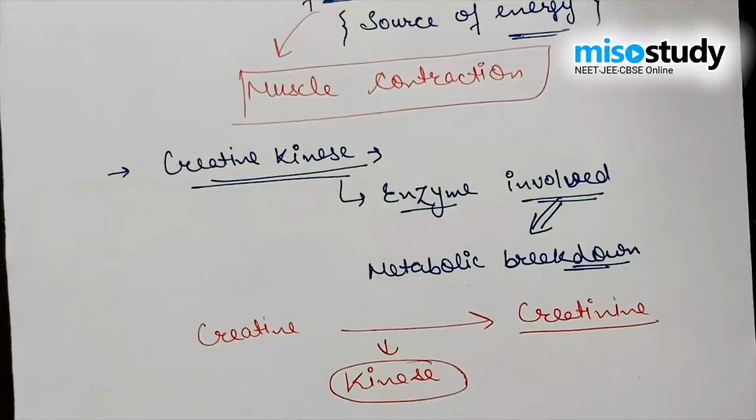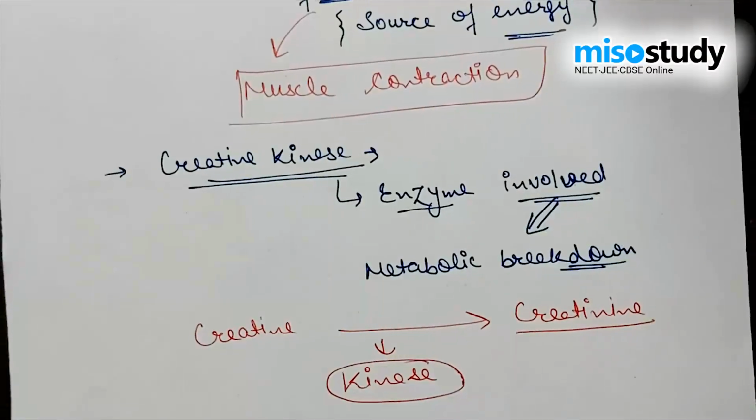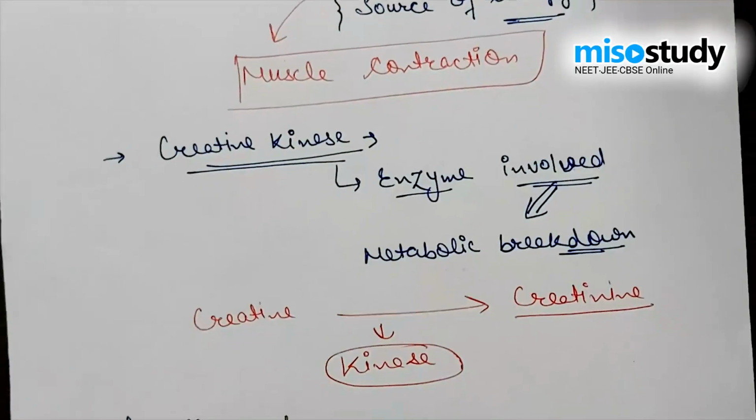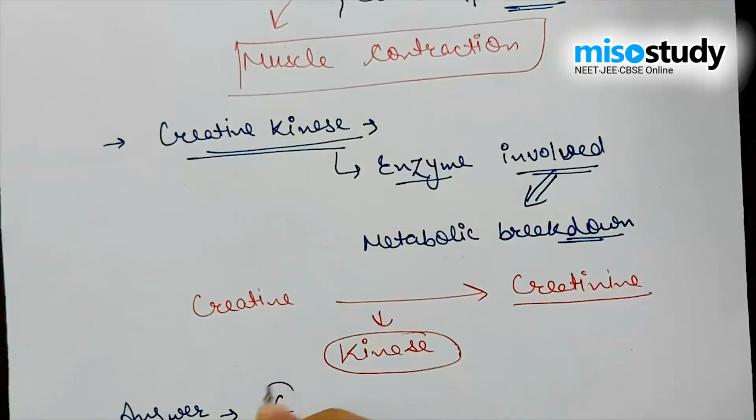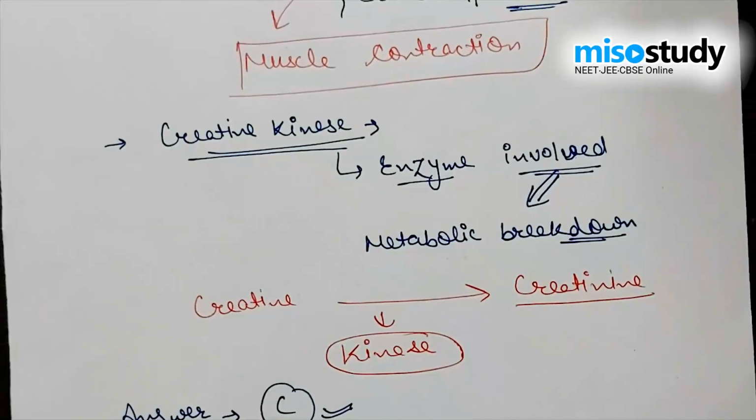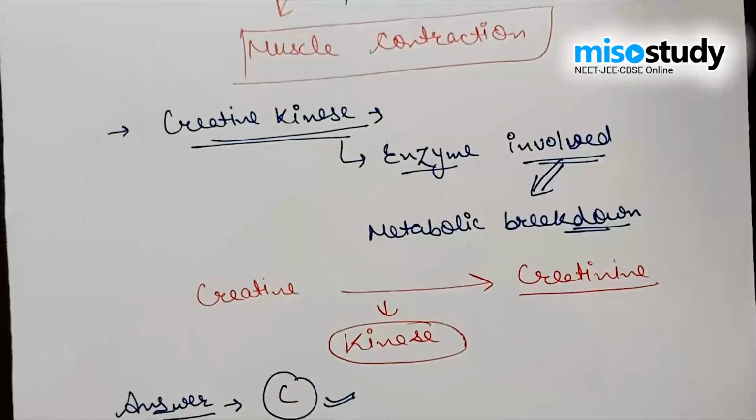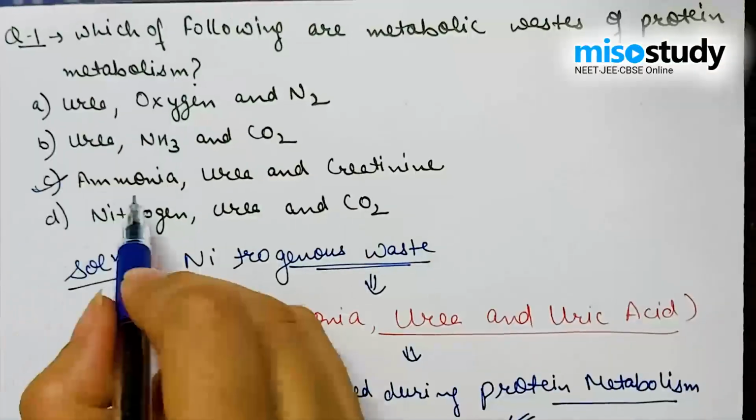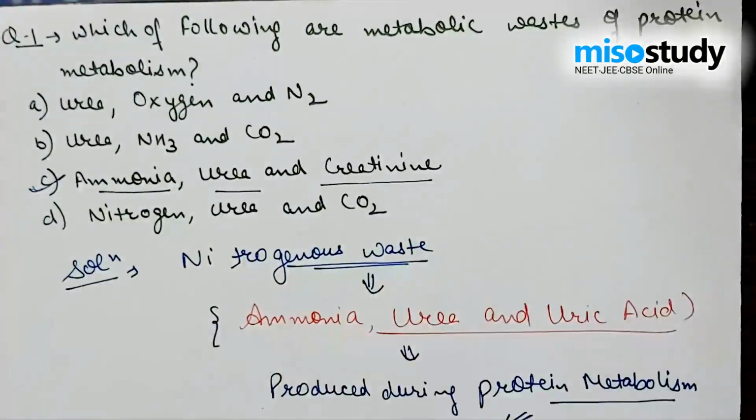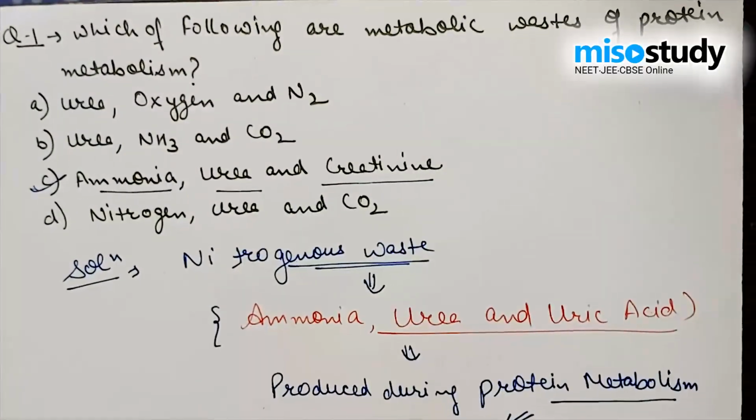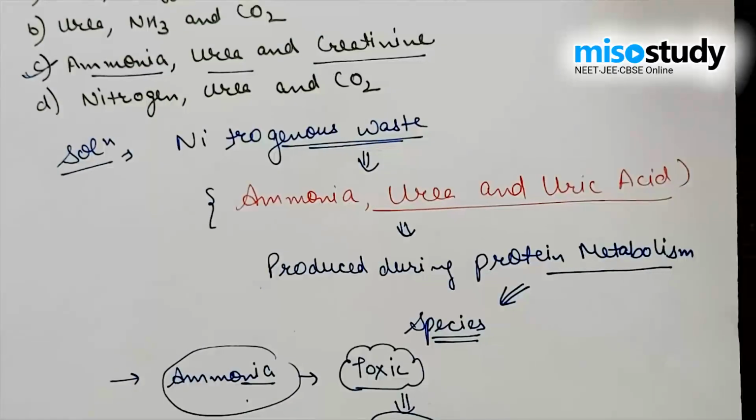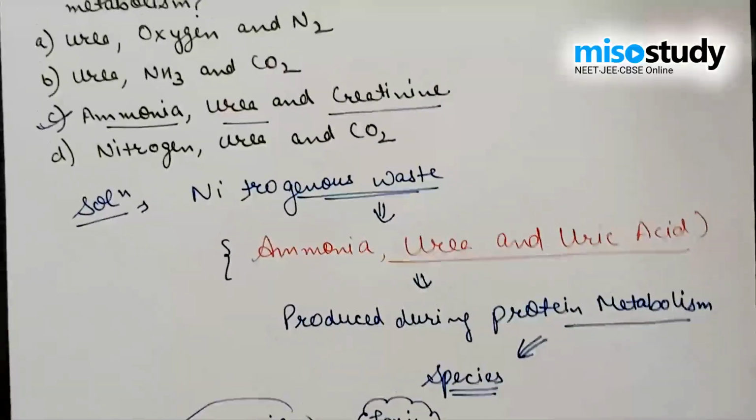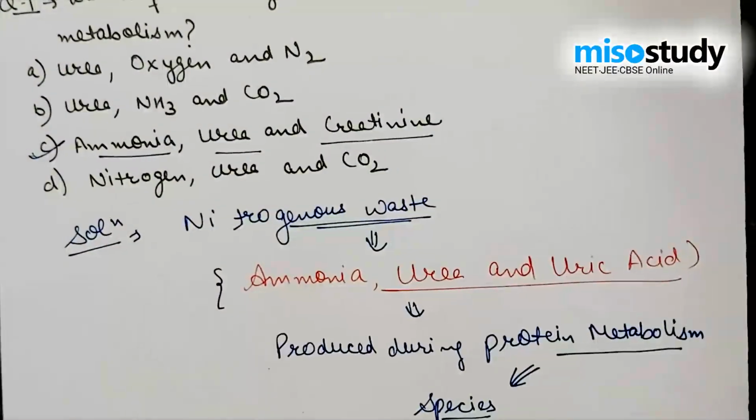So according to the discussion so far, the right answer for the question is option C. Let's mark the right one: option C, that is ammonia, urea and creatinine. As we discussed, ammonia is the most toxic and the least toxic is uric acid, and creatine is stored in the muscles. So option C is the right one in this case.